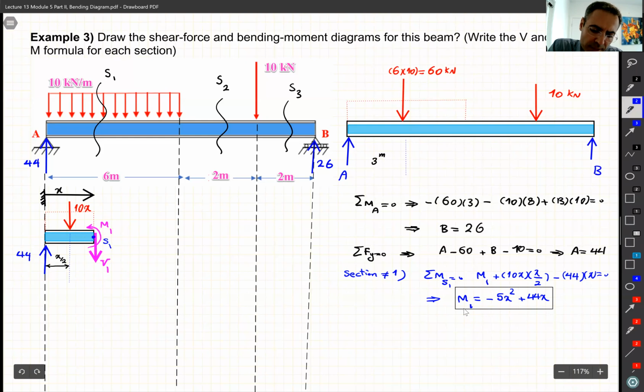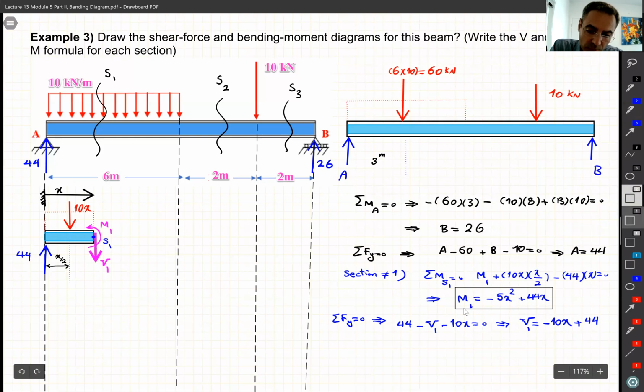And then we write the second equation, which is sum of the forces in y equal to 0. In y, we have 44. Then we have minus V1. What else? We have minus 10x equal to 0. And it gives me V1 equals minus 10x plus 44.